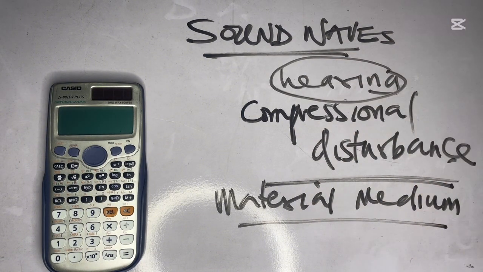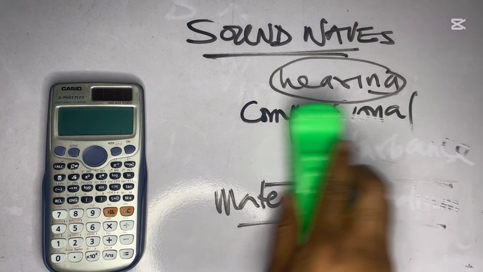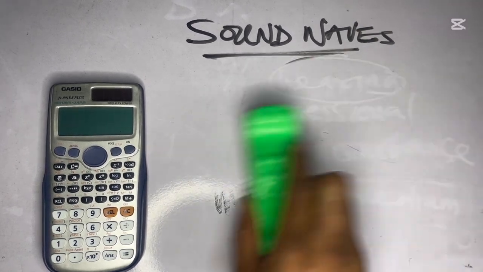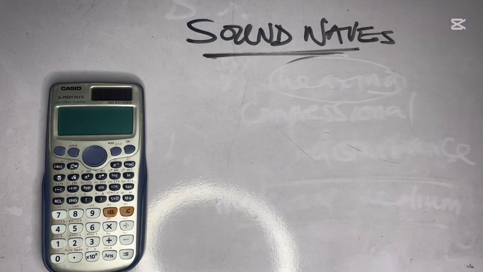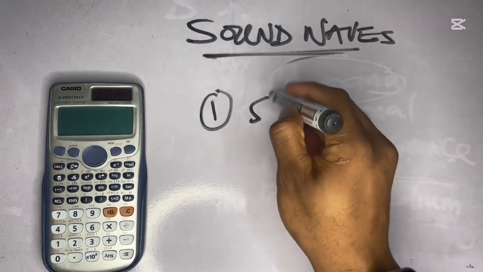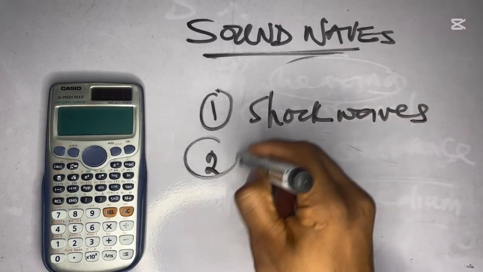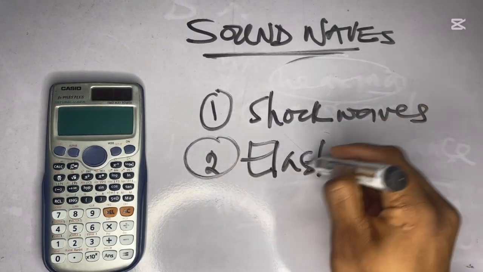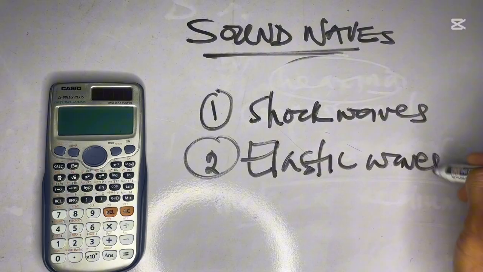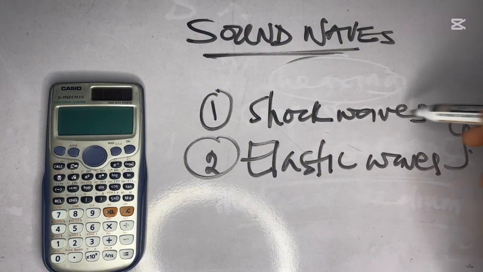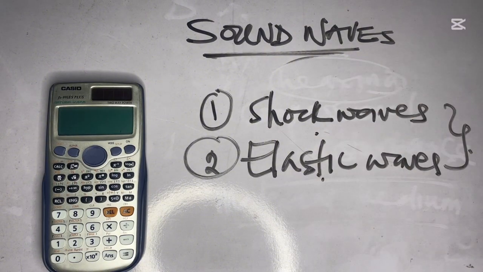All right. So sound waves can actually be classified into two. The two classifications of sound waves are: number one, the shock waves. Number two, the elastic waves. So they are divided into two: the shock waves and the elastic waves.